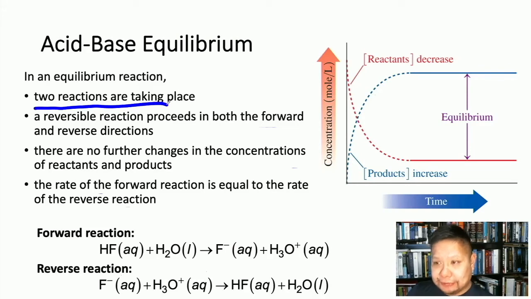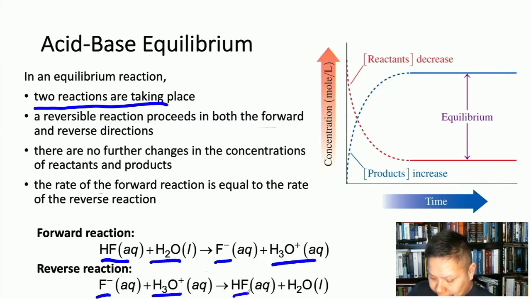So, in the case of a weak acid, your forward reaction is, for example, here, hydrogen fluoride combining with water to make fluoride ion and hydronium ion. That's the forward reaction. The reverse reaction is going the other direction, where fluoride ions combine with the hydronium ion to make back the original hydrogen fluoride and water, and that's the reverse reaction, okay?